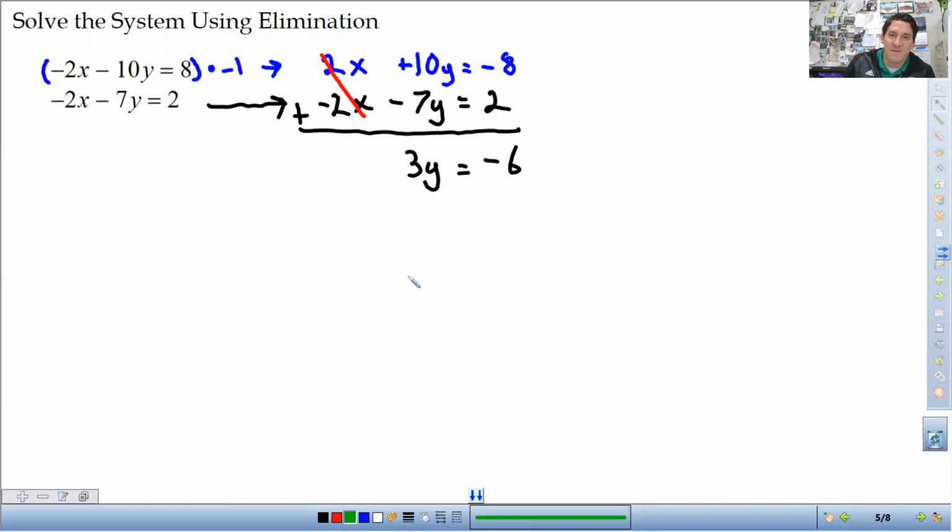Last step, I'm going to solve for y. I'm going to divide both sides by 3. And just be careful with the negatives. You're going to get y is equal to -2. -6 divided by 3 is -2.